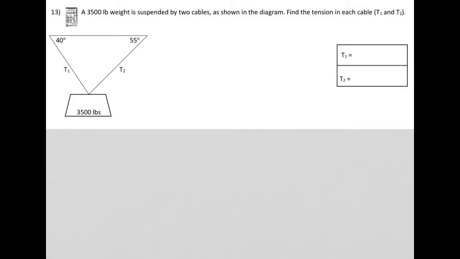Okay, problem number 13, the infamous hanging hippo problem. A 3,500-pound weight is suspended by two cables as shown in the diagram. Find the tension in each cable, T1 and T2.